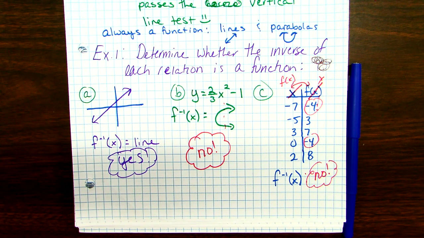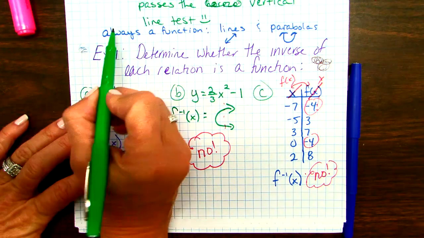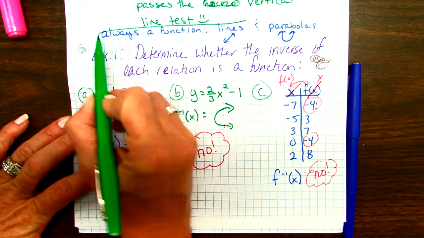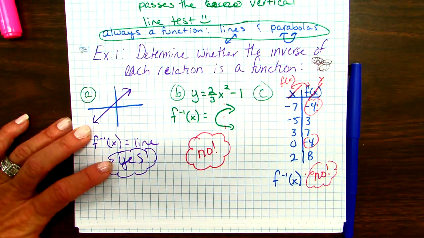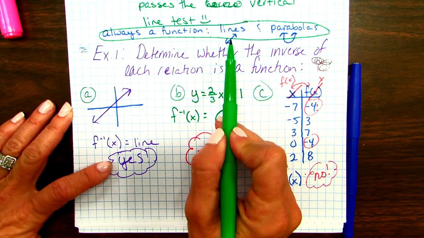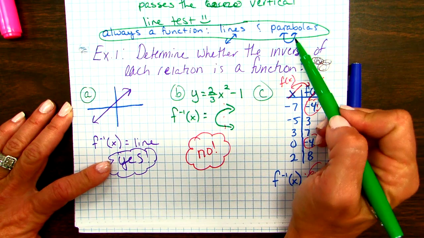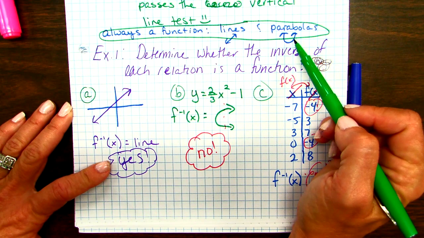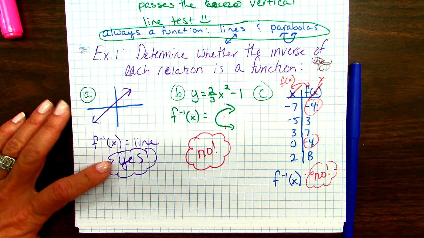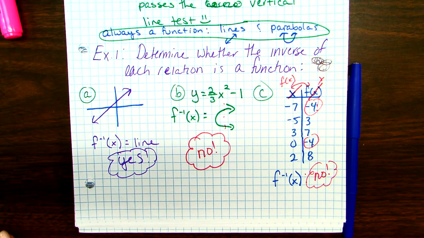But understand this is really, really important, that these are always a function. Lines and their inverses are functions. Parabolas are functions, but their inverses are not. Okay. We have one other type of problem to do, but I see some of you still writing, so I'm going to give you a second.